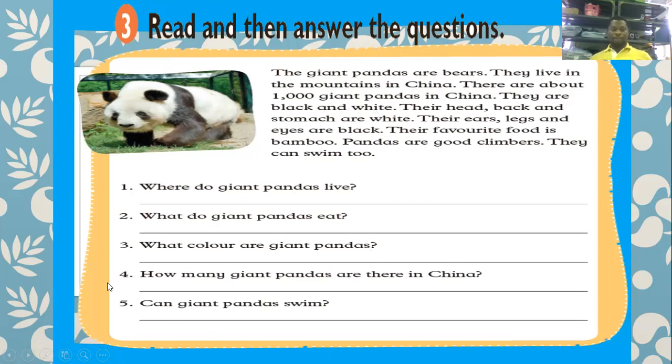That's good. Number 4 says, how many giant pandas are there in China? Okay, so according to the paragraph, there are about 1,000 giant pandas in China. Everybody, there are about 1,000 giant pandas in China. One more time.